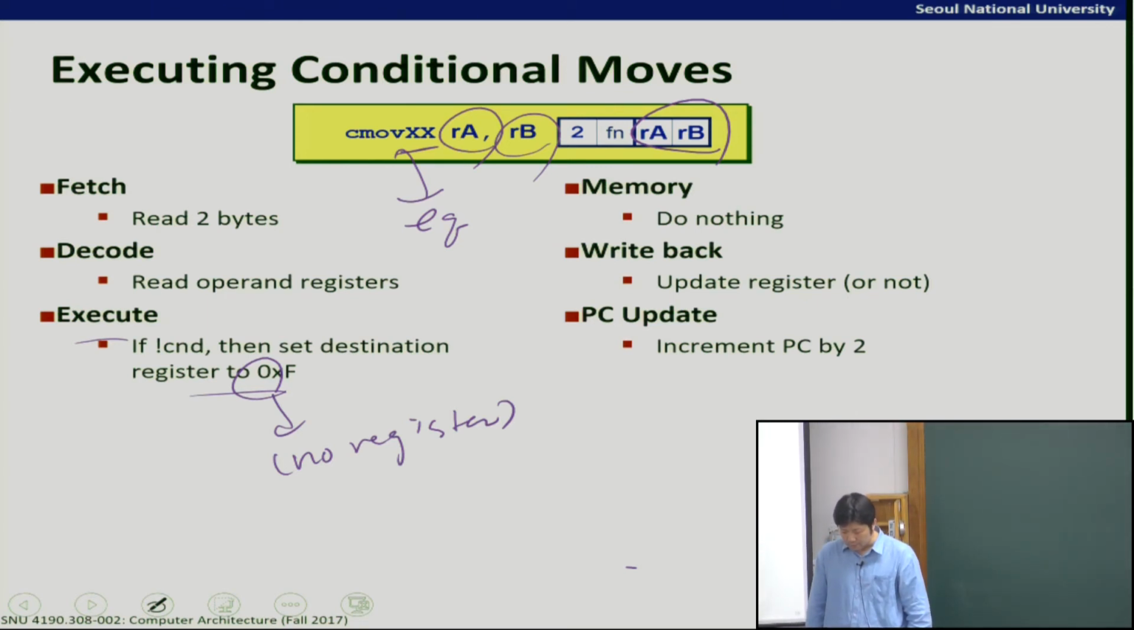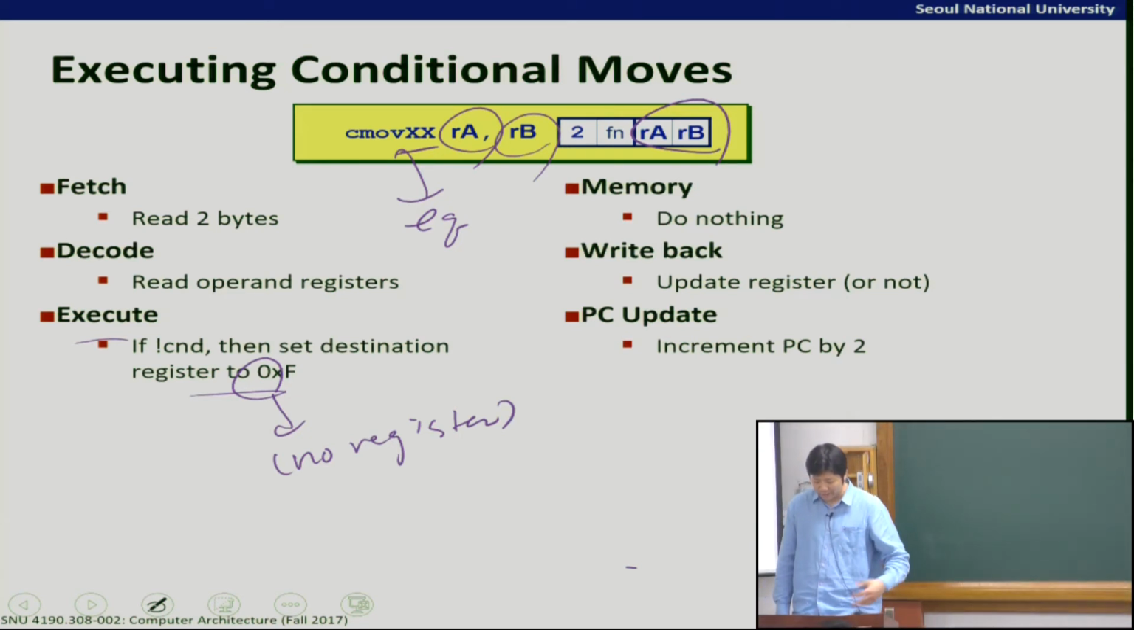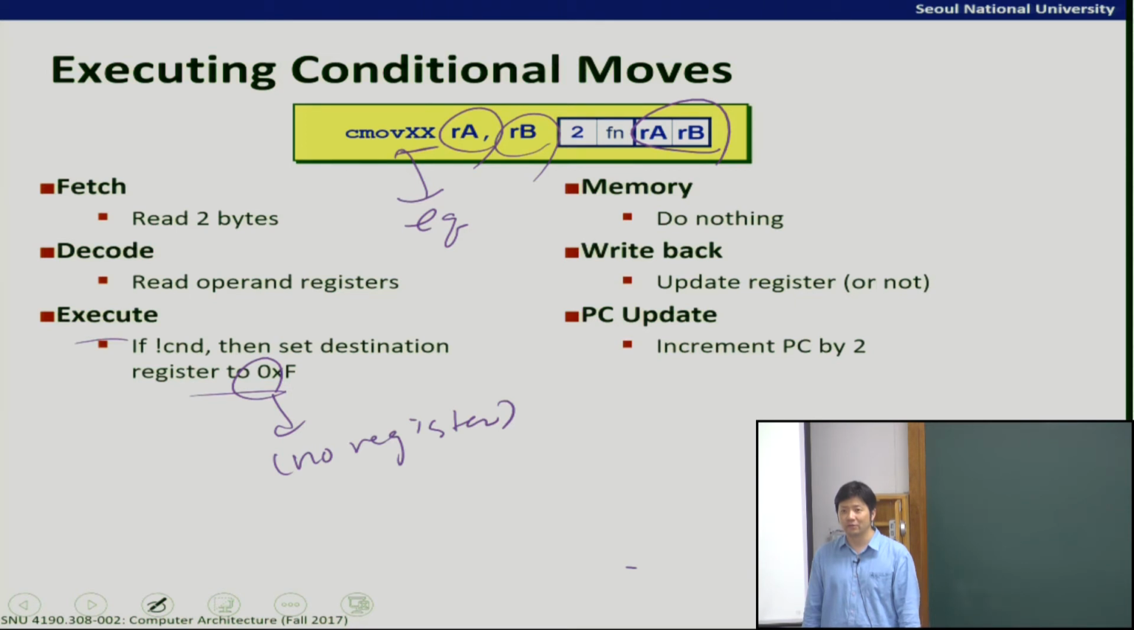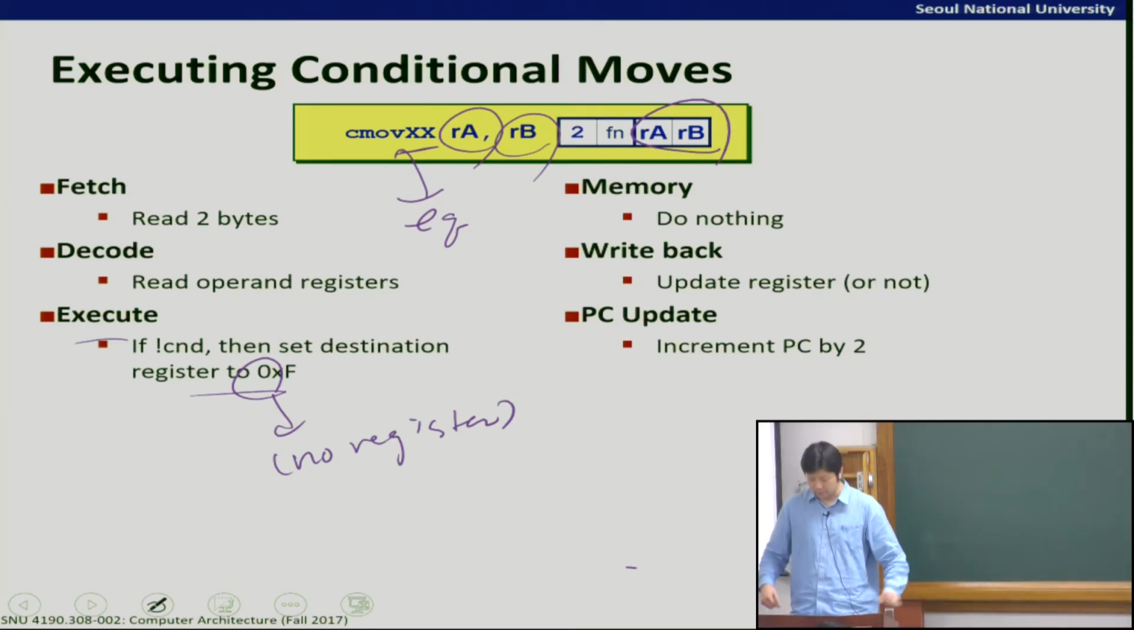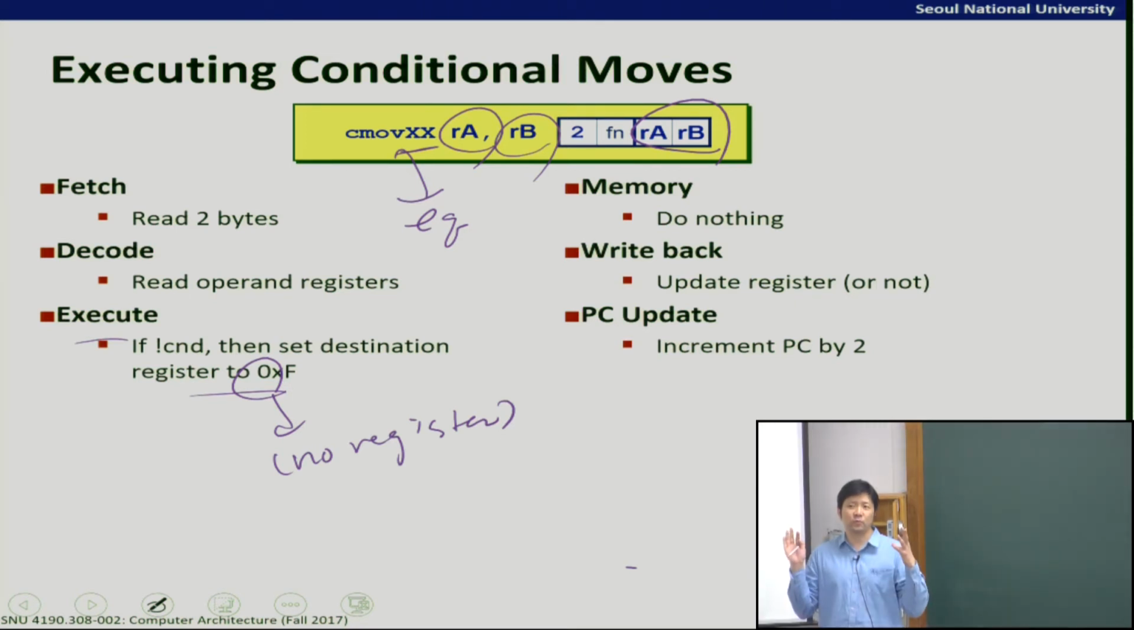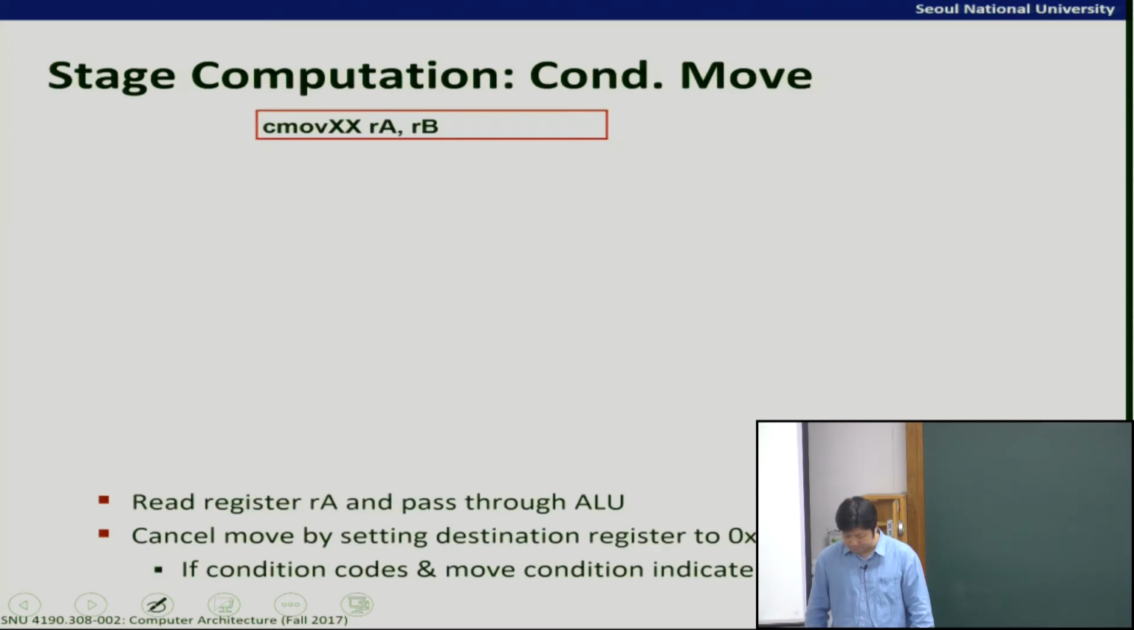In the memory stage, nothing. In write back, update the register or not, depending on the value of the destination register. Actually, in the write back stage, it just performs a write, but maybe this destination register may have been overridden to 0F. In that case, it's not really updated. And in the PC update stage, increment PC by 2.